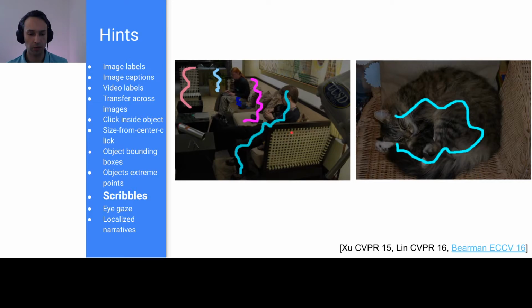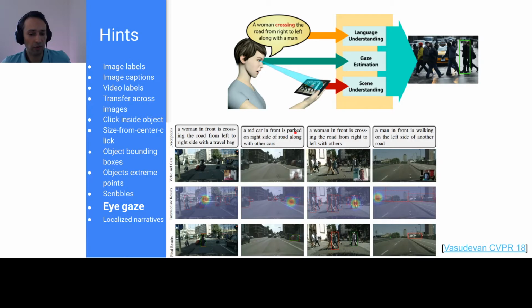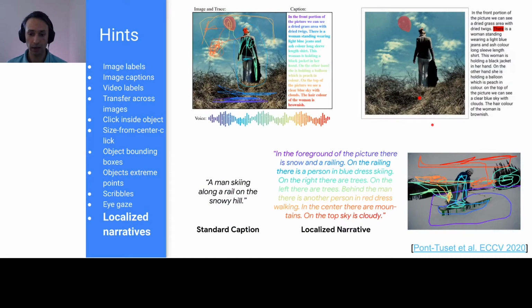Another interesting type of hint that's been used explicitly in a paper is the idea of eye gaze. So you can have a person looking at an image and then have a camera look at the eyes of the person, and then the person will be describing the scene and at the same time looking at the scene, and they will naturally be looking at what they're describing. And this provides a soft cue of where the different mentions are, and this has been used for weakly supervised learning in the past.